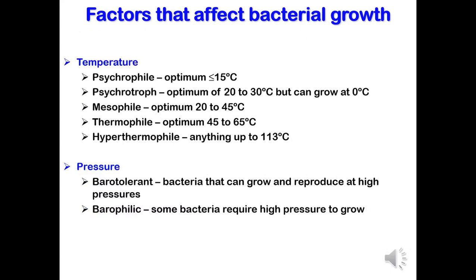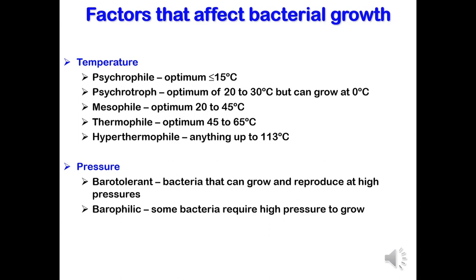Okay, so external temperature can have an important effect on bacteria as they are unable to regulate their internal temperature, unlike humans. So changes in external temperature will therefore affect bacterial enzyme activity. So enzymes will work at an optimum temperature, and if you alter the temperature, then they won't work as well, and then this will affect the growth.